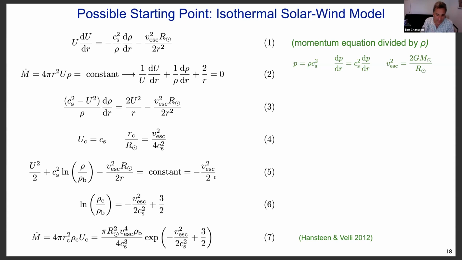And then you can evaluate equation 5 at the critical point, where the density rho is rho sub c. You get equation 6. If you exponentiate it, then plug the expression for rho c into the expression for the mass loss rate evaluated at the critical point, you get an analytic expression for the mass loss rate. And indeed, this is one of the goals I had for this presentation, to find an analytic expression for the mass loss rate. But have we really achieved what we wanted?